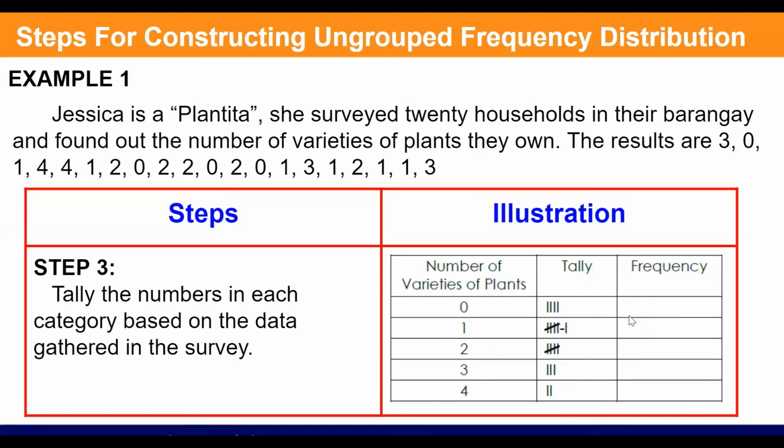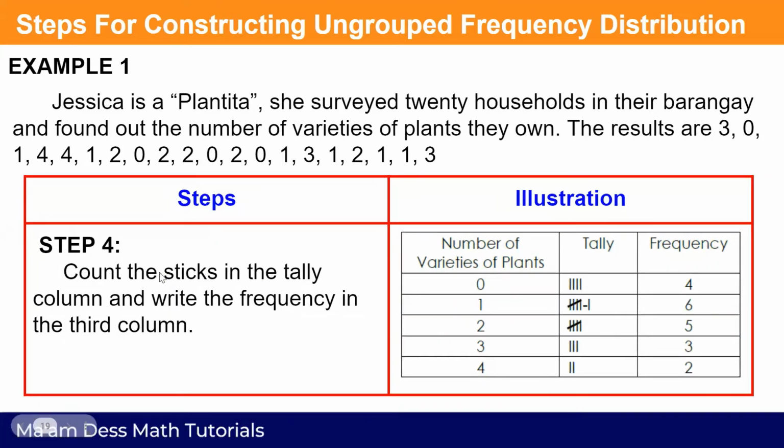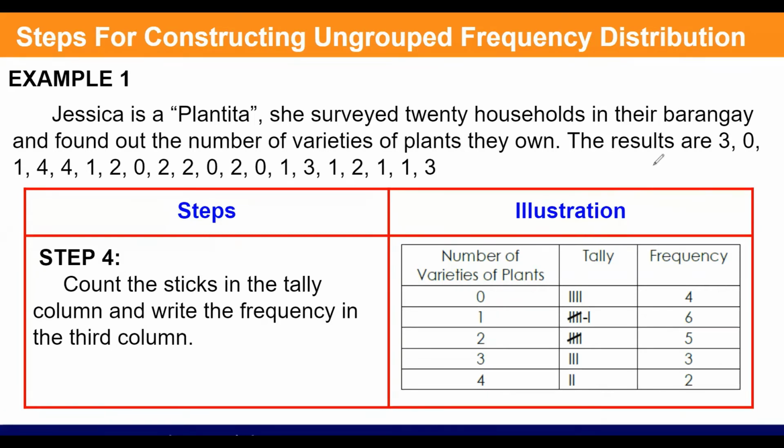Here is now the finished product of your tally column. Now, step 4, count the sticks in the tally column and write the frequency in the third column. So, ayan. So, kita na po natin. Meron na po dito mga numbers. So, dun sa tally column natin, we have 4 sticks. So, we will have 4 as under the frequency. We have 6, and then 5, then 3, and then we have 2. So the frequency are 4, 6, 5, 3, and 2.